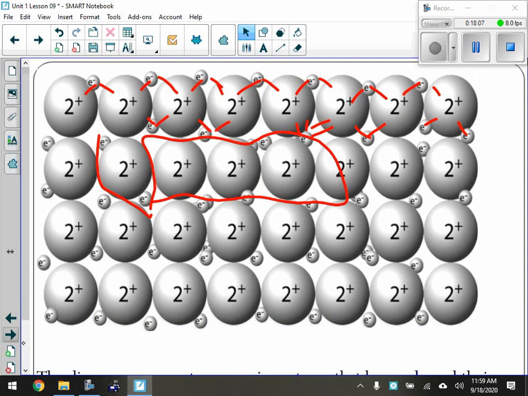Ionic and metallic are very strong. Those opposites attract is super strong, okay? And that's all I got to say about metallic bonding. So that's the third type of bonding, okay? Good?